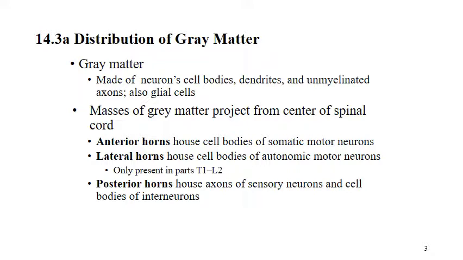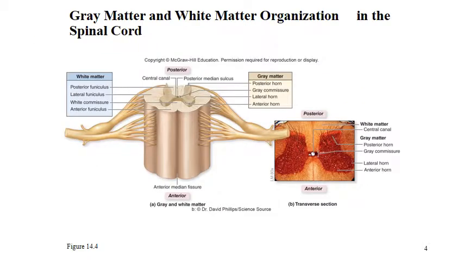The posterior horns are the last mass of gray matter that we find in the spinal cord, and those house axons of sensory neurons and cell bodies of interneurons. So that's going to be the back part of the spinal cord. Those are going to have all the sensory neurons, and then those interneurons that are communicating between the sensory and the motor neurons.